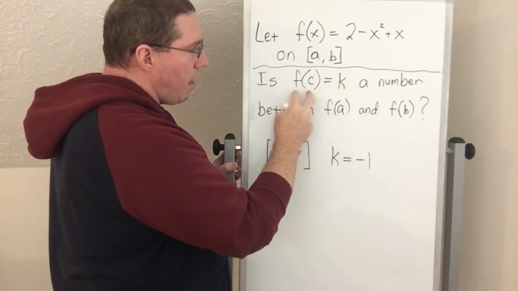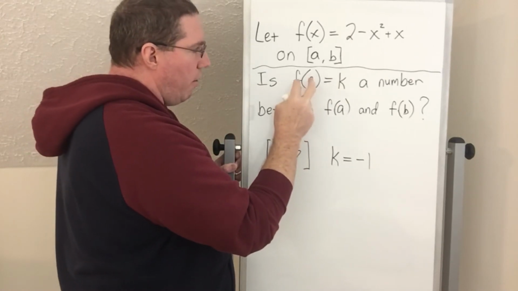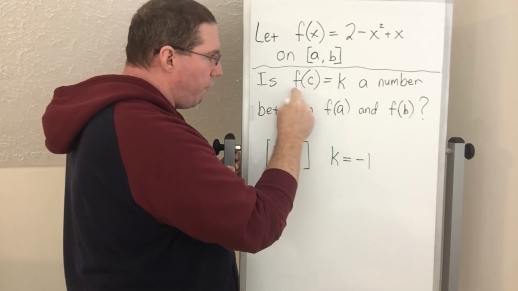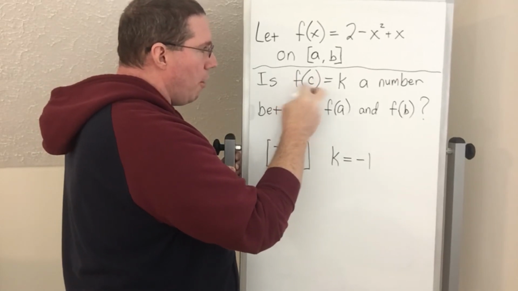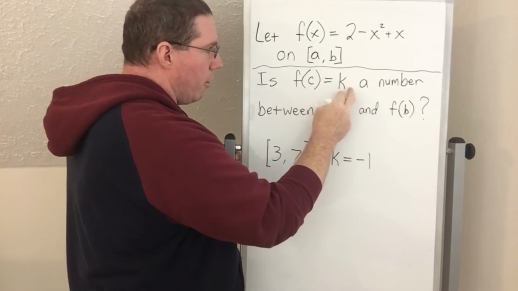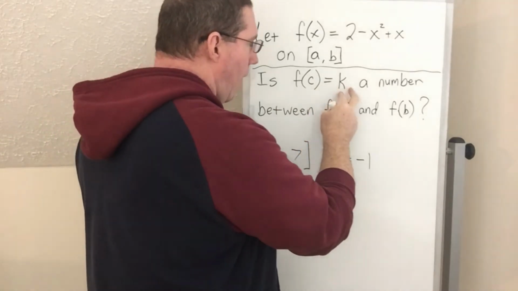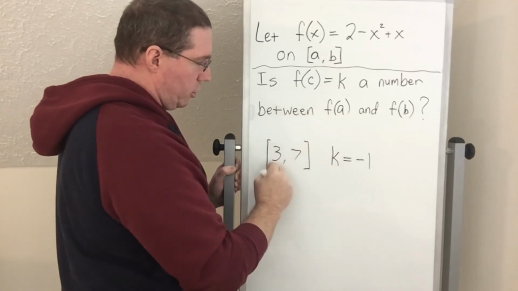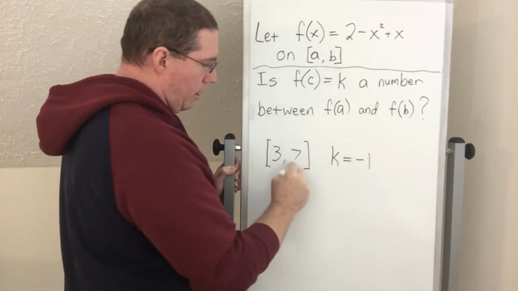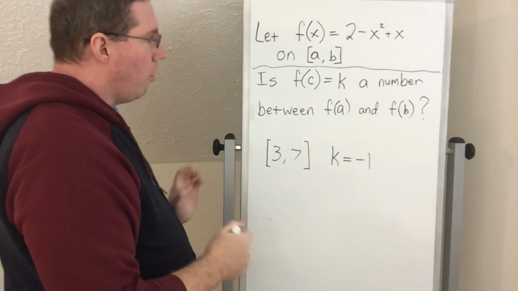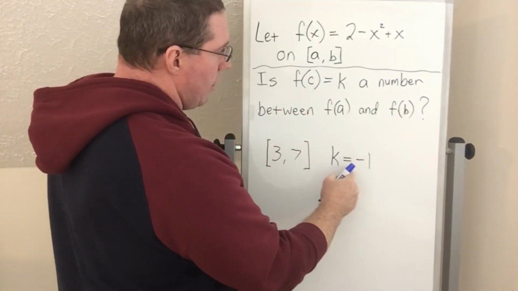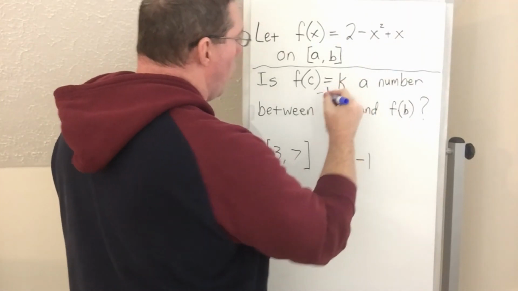This is simply saying the output of the input c. If I plug c into the function, will the output be a number between the output if I were to plug a in, which is 3, and the output if I were to plug b in, which is 7? So all this is saying is f of c equals k, in this case k is -1.